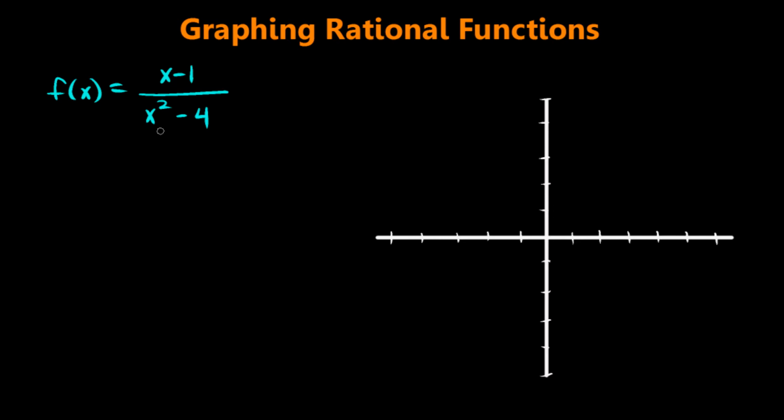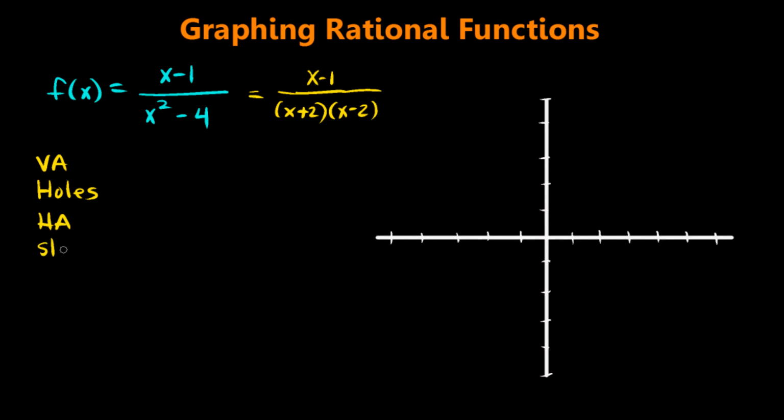So the first thing that we want to do is make sure that our original function is factored completely, and this one isn't. So let's factor (x minus 1) over (x plus 2)(x minus 2). It's just a difference of squares here. So we want to be looking for any vertical asymptotes, any holes, any horizontal asymptotes, and if there isn't any horizontal, whether there's a slant asymptote.